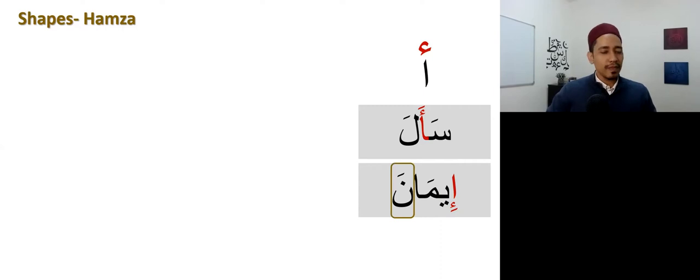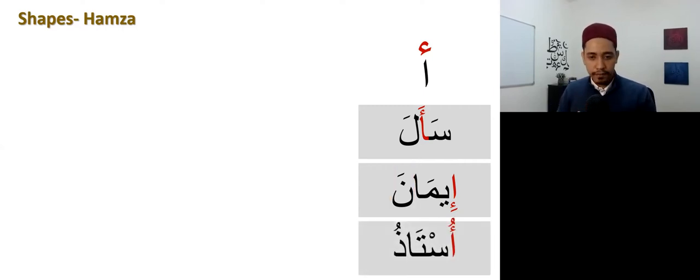Imana. There's only a Hamza here. There's nothing extra except the Alif there that is being used as a housing. Okay. Here we go. Hamza with a Dhamma on the Alif. So it's a Hamza with a Dhamma. U, U, Us. Ustadhu means teacher. Ustadhu.